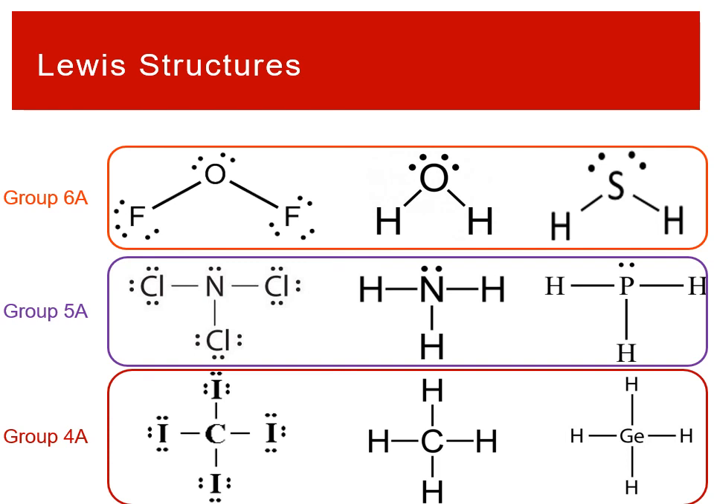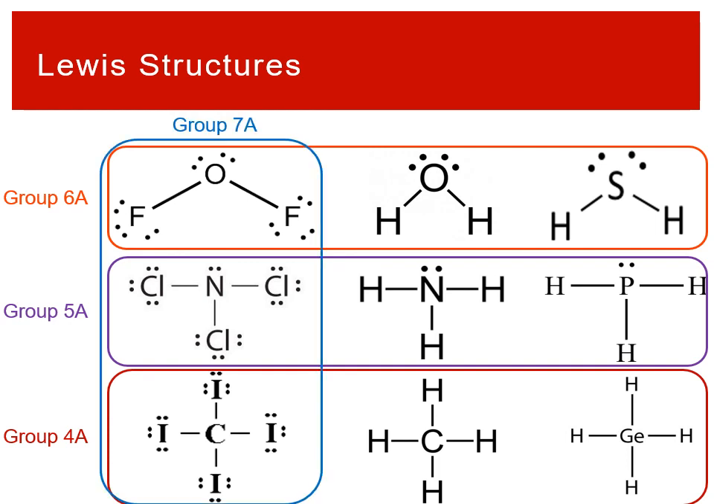Nitrogen and phosphorus in group 5A are going to tend to form 3 bonds, since they need 3 more electrons. Carbon and germanium in group 4A are going to tend to form 4 bonds, right? And so we can start to pick up on patterns. So those are the central atoms we tend to see. If we look at the outer atoms, halogens are all group 7A: fluorine, chlorine, iodine, and bromine, which is not pictured. All just need 1 more electron, so they tend to form only 1 bond.